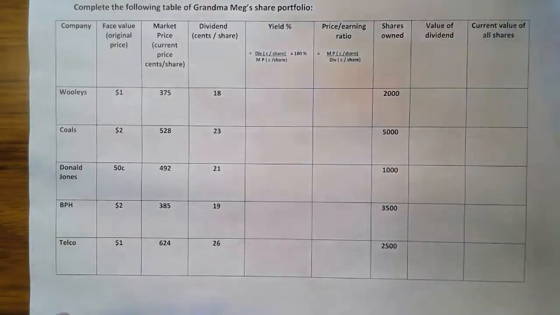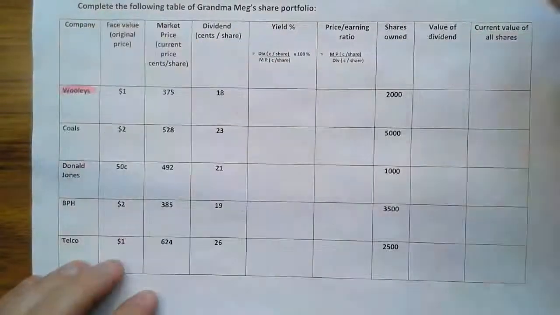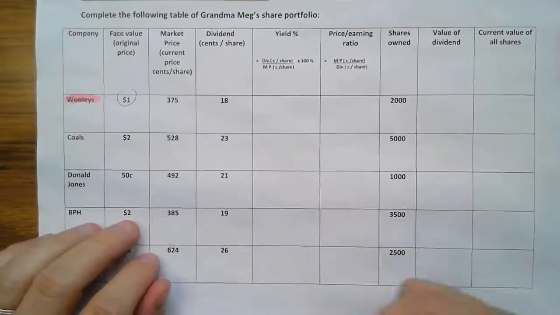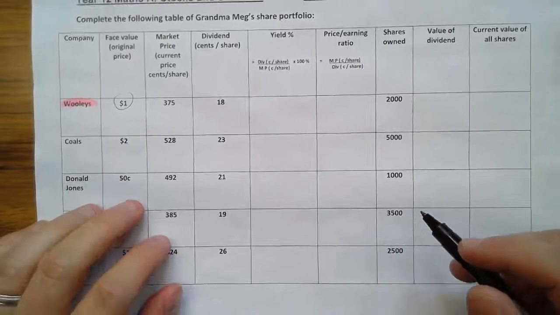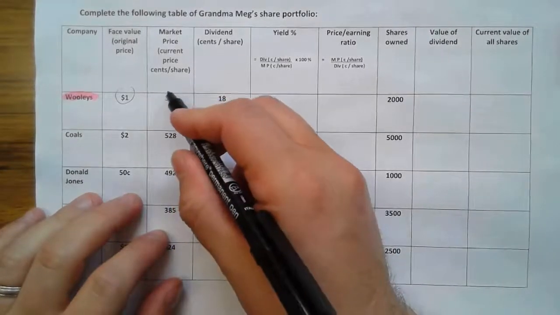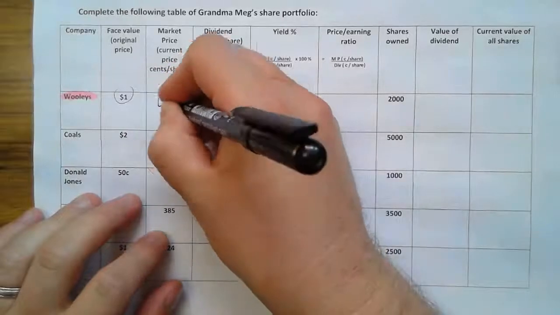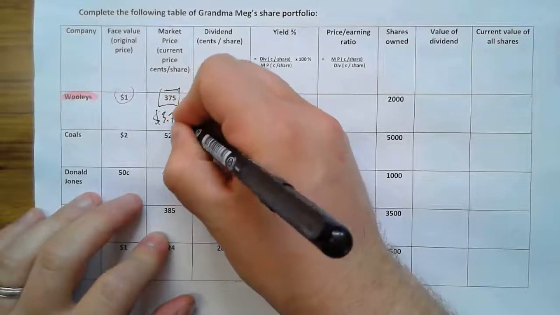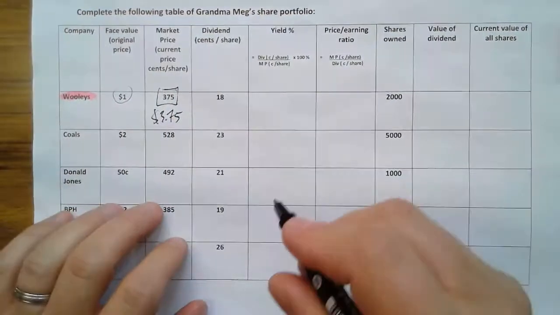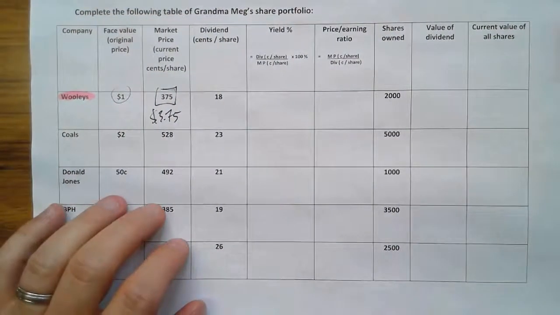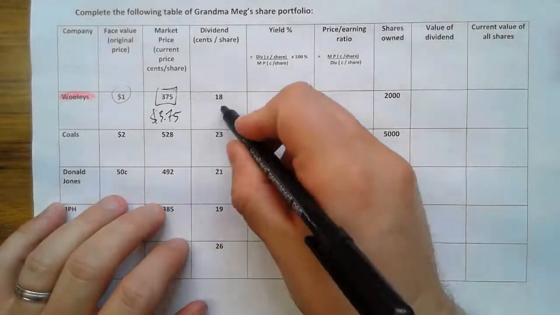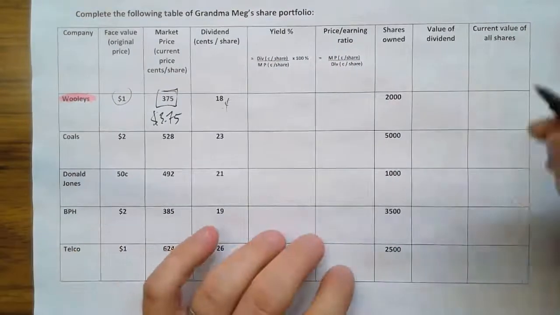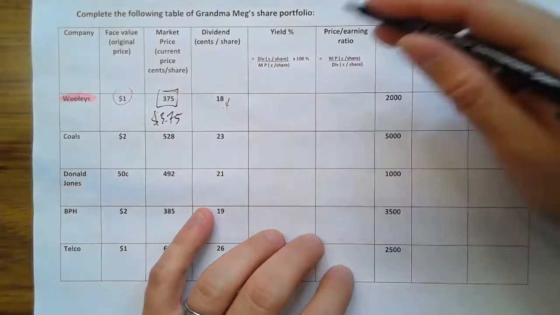Okay, so we've got Woolies. We're going to look at Woolies. Their face value is $1. That's what they were originally put on the market at, and their market price now is 375 cents, so $3.75. The dividend that you receive each year for owning shares is 18 cents per share. Okay, and we're going to calculate the yield.